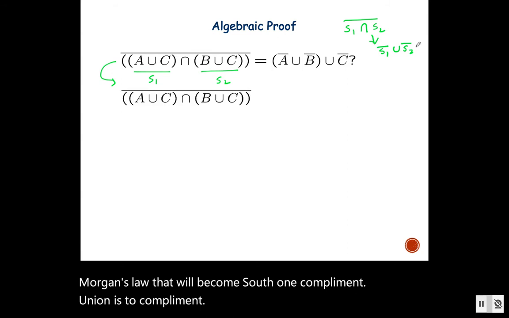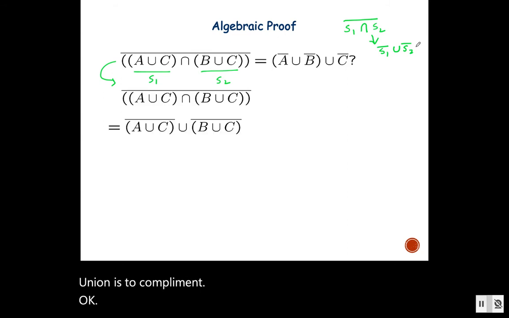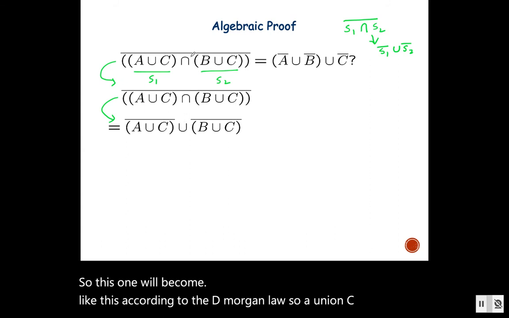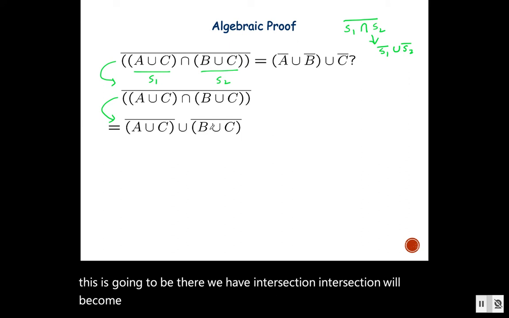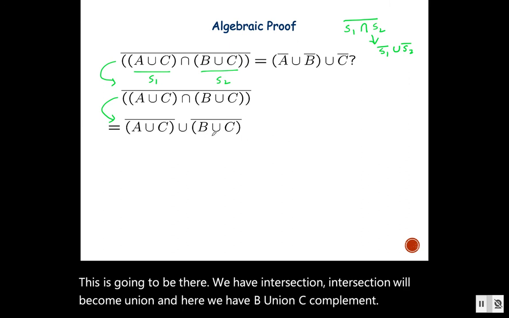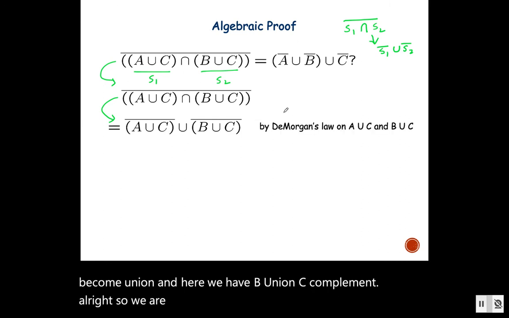So this one will become like this according to De Morgan's law. So a union c complement, where the intersection will become union, and here we have b union c complement. All right, so we are applying De Morgan's law here.